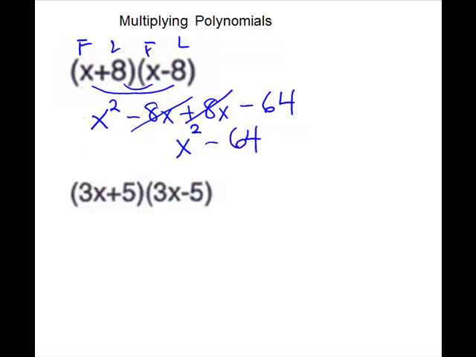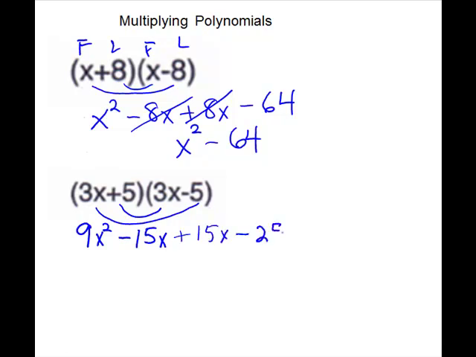We'll look at one more. And so we'll do first terms. 3x times 3x will give us 9x squared. Outside, 3x times negative 5 will be a minus 15x. Inside, plus 15x. And last, minus 25. And notice again we have one where our outside and inside are going to cancel.